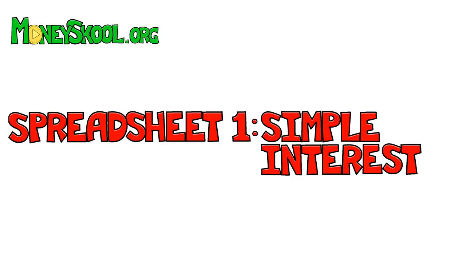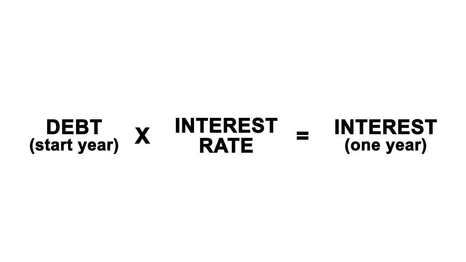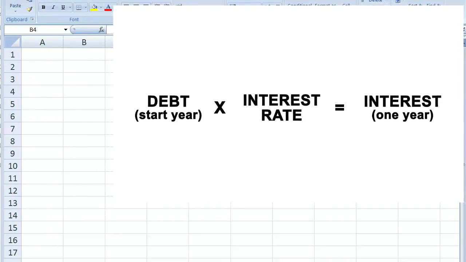To work out the simple interest for a year, all you have to do is multiply your debt at the start of the year by the yearly interest rate. In this lesson, we're going to show you how to do this using a spreadsheet.